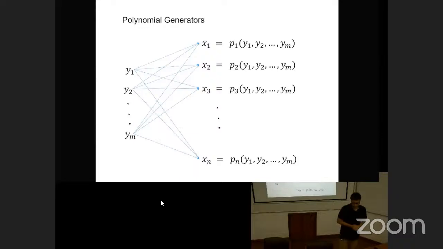Again, think of m independent sources. Think of m as small, let's say 10. Let's say each of these yi's, y1 through ym, are independent Gaussian random variables. We don't get to observe the y's at all. What we get to observe are points in n-dimensional space. So there are n outputs, and think of n as, say, 100. And each of those outputs is a polynomial function of the inputs. So this is a generalization of the previous thing, where n was equal to m, and the xi's were linear combinations of the inputs. Now we more generally allow polynomial combinations of the inputs.